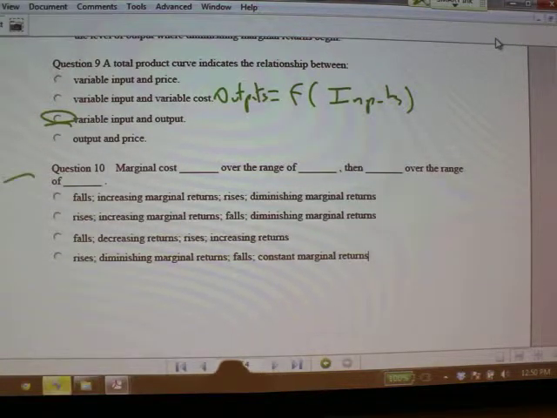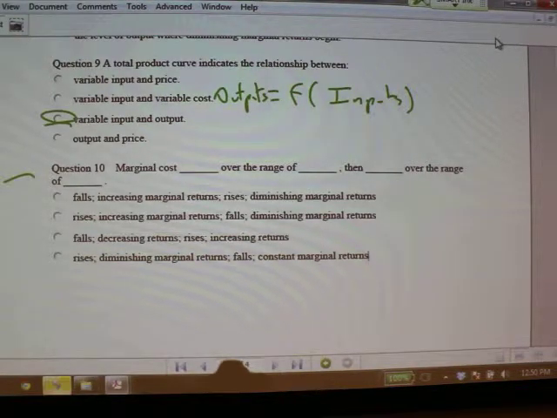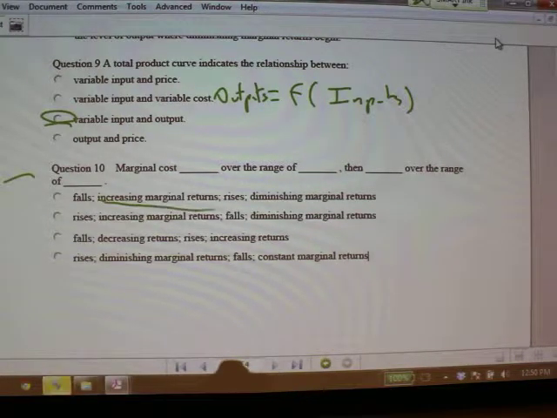Finally, question 10, marginal cost blank over the range of blank, then blank over the range of blank. So if we have increasing marginal returns, then we have falling marginal cost, right? And if we have diminishing marginal returns, then we have rising cost. So this is correct.